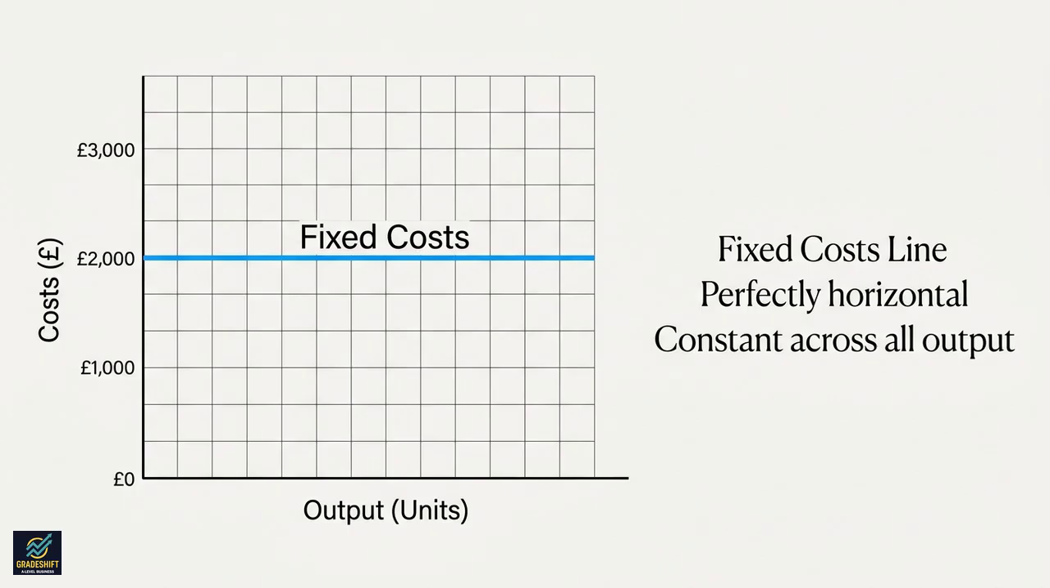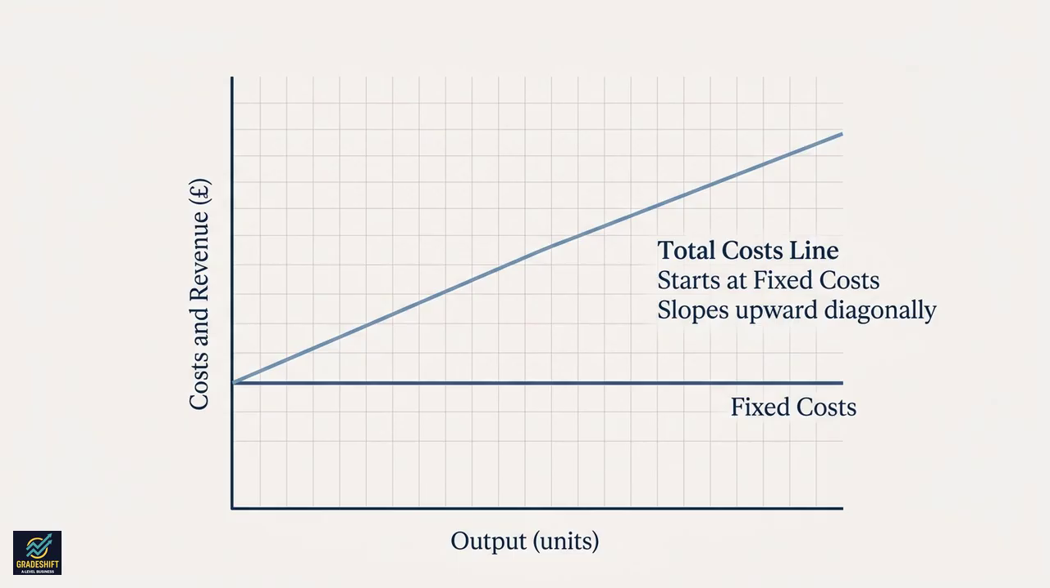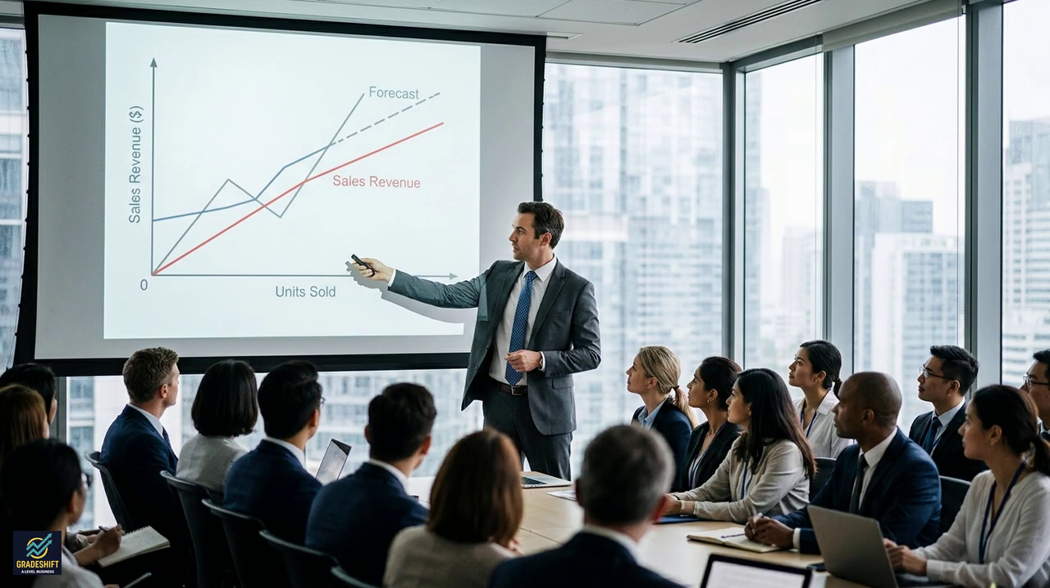The first line we draw is for fixed costs. Because fixed costs do not change with output, this is drawn as a perfectly horizontal straight line, starting from the specific cost value on the vertical axis. Next, we add the total costs line. This line does not start at 0. It starts exactly where the fixed cost line hits the vertical axis, and then slopes upward diagonally as variable costs are added per unit. Finally, we draw the sales revenue line. If 0 units are sold, revenue is 0, so this line always starts at the origin, the bottom left corner, and slopes upward diagonally as more units are sold.